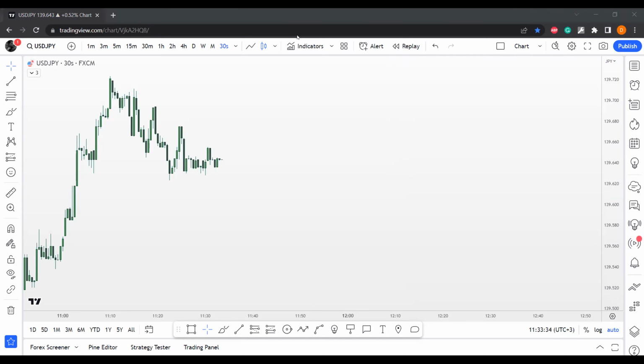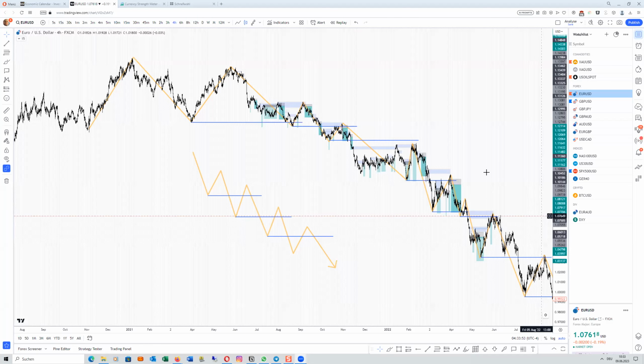Let me allow the screen sharing, and let me then stop my screen sharing. And now you can share your screen. Can you see my screen? Okay, you see my screen?